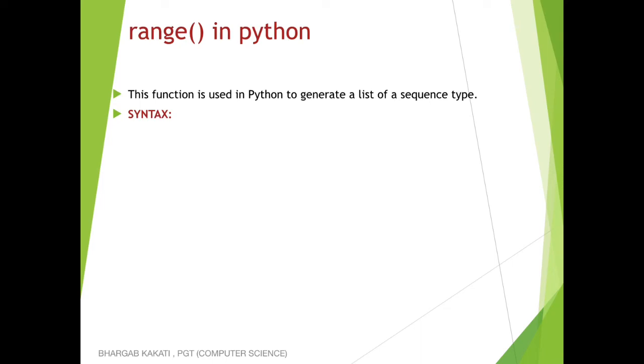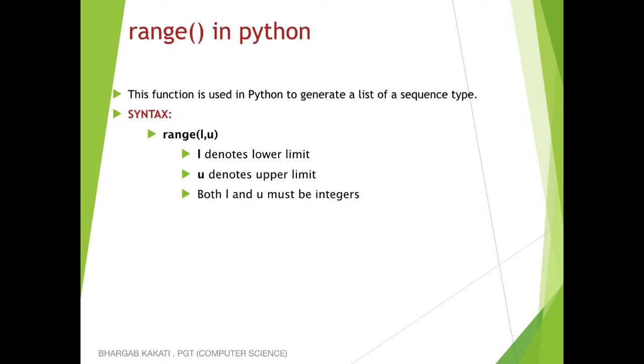What is the syntax for the range function? The syntax is range, lower limit, comma, upper limit. You will understand better when we go for the practical part. In this video itself we will go for the practical part, so keep following. Here L denotes the lower limit and U denotes the upper limit. The condition is that both the lower limit and the upper limit must be integers.